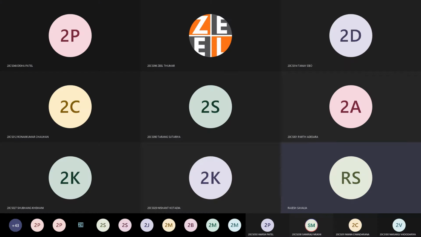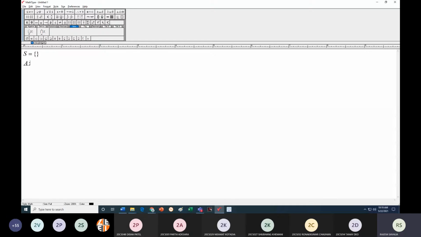A is the first event, B is the second event. Then the joint probability of event A and B, look at here, is denoted by A intersection B. Let me take one example.